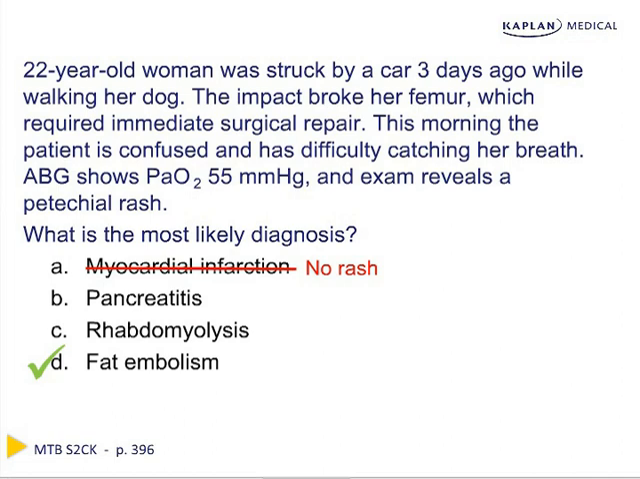An MI is unlikely in this reportedly healthy 22-year-old and would not explain the rash. Pancreatitis could lead to hypoxemia by causing secondary adult respiratory distress syndrome, but you would expect to see epigastric pain associated with her symptoms. Finally, rhabdomyolysis results from the rapid breakdown of skeletal muscle tissue after burns or crush injuries and would not be expected to cause hypoxemia.